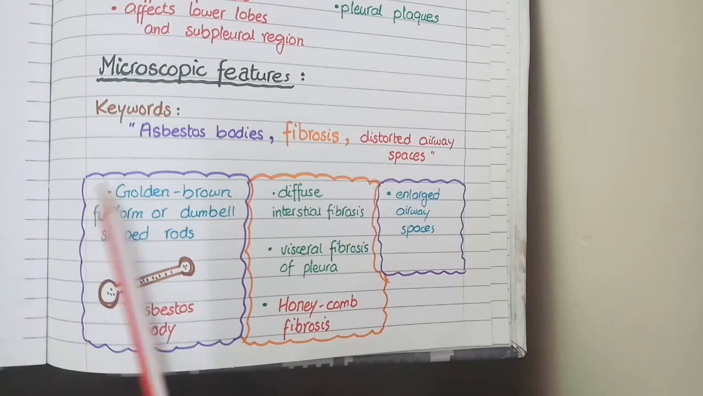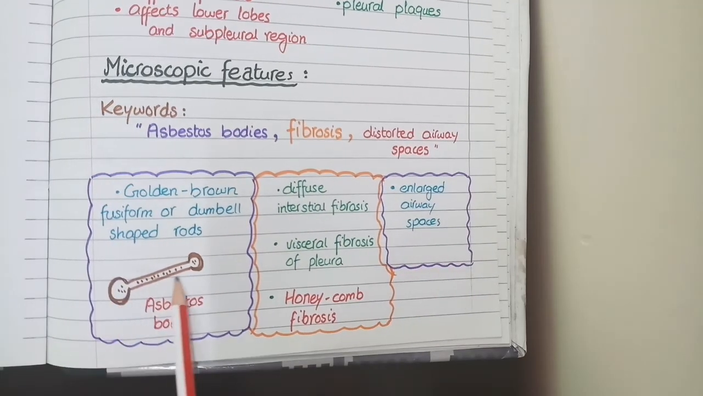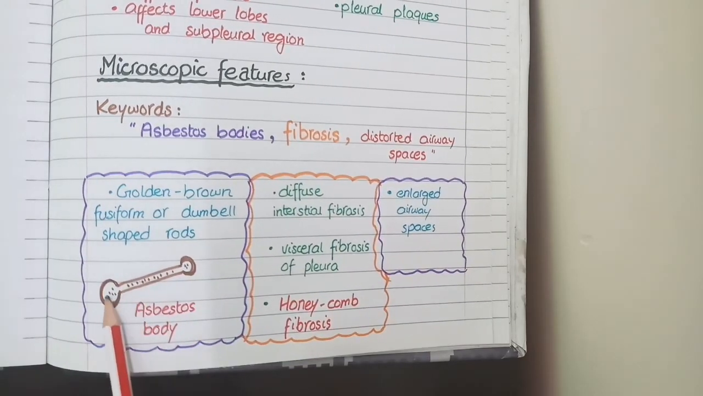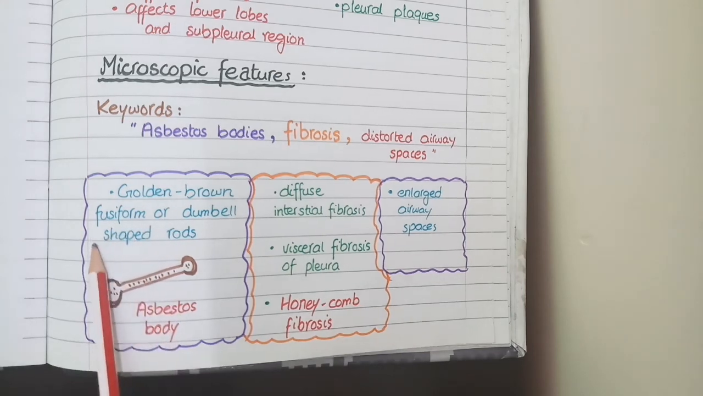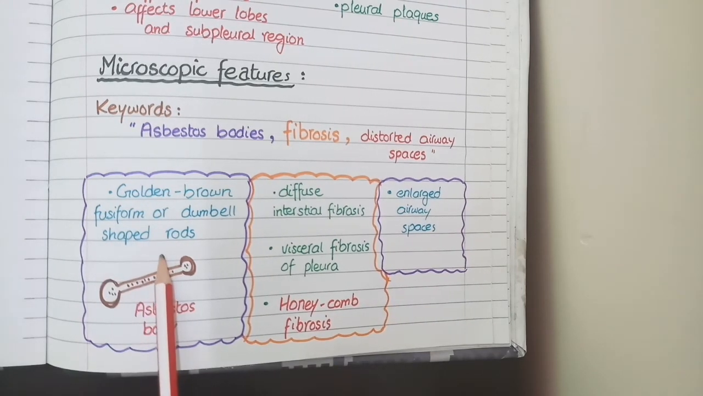For microscopic features, the keywords to remember are asbestos bodies, fibrosis, and distorted airway spaces. The first keyword is asbestos bodies, and these asbestos bodies are fusiform or dumbbell shaped rods that are coated with golden brown pigments. And what do these golden brown pigments represent? Well, these golden brown pigments are actually iron pigments that are derived from macrophages. So asbestos bodies are fusiform or dumbbell shaped rods that are coated with golden brown pigments.